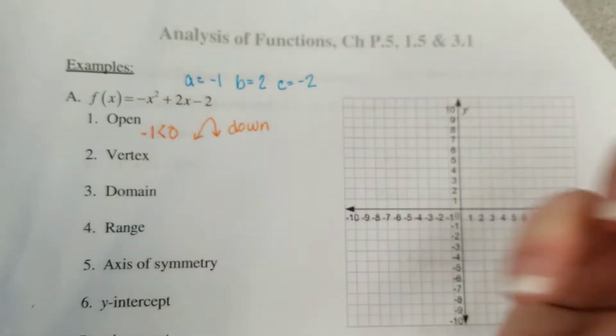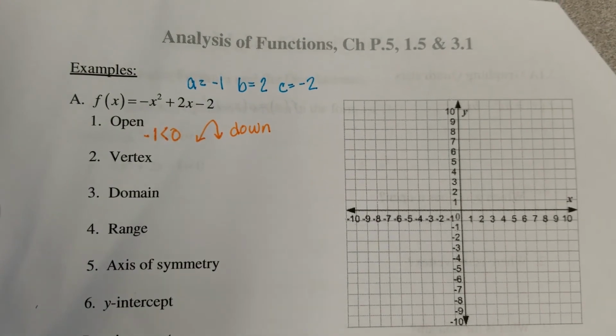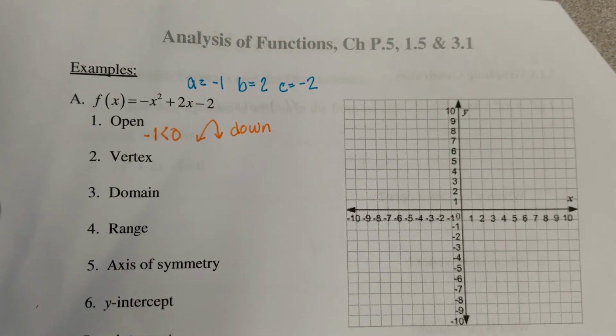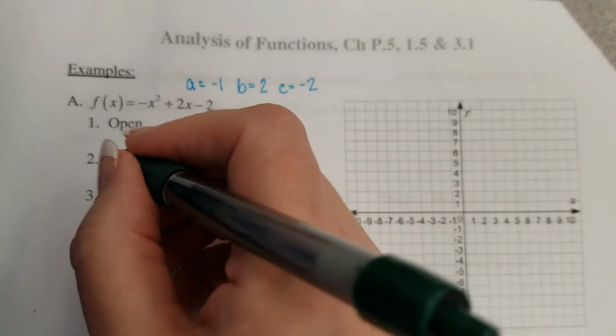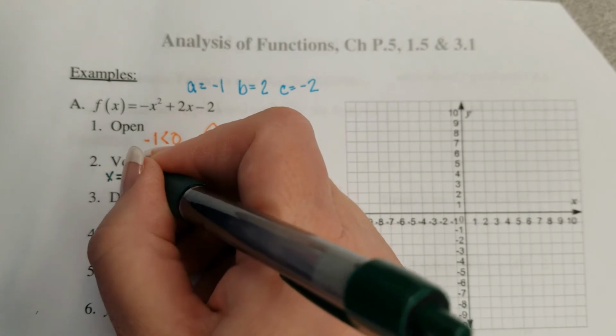So when we're graphing that, if it doesn't look like it's opening down, we need to take a look at that. So let's take a look at our vertex. We're going to find our vertex. The x is going to equal negative b over 2a.